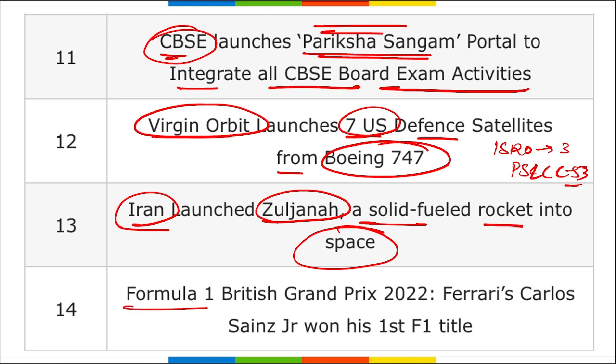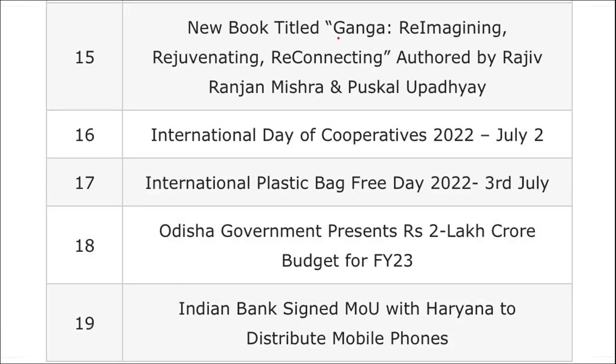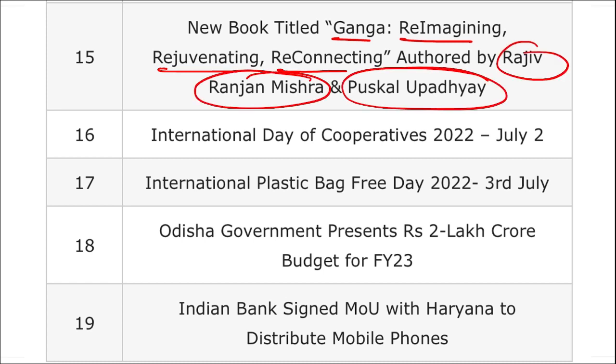Then Formula 1 British Grand Prix was won by Ferrari's Carlos Sainz Jr. and this was the first F1 title for Ferrari's Carlos Sainz Jr., that is British Grand Prix. Next, a new book that was Ganga: Reimagining, Rejuvenating, Reconnecting. This book was authored by Rajiv Ranjan Mishra and Pushkal Upadhyay.